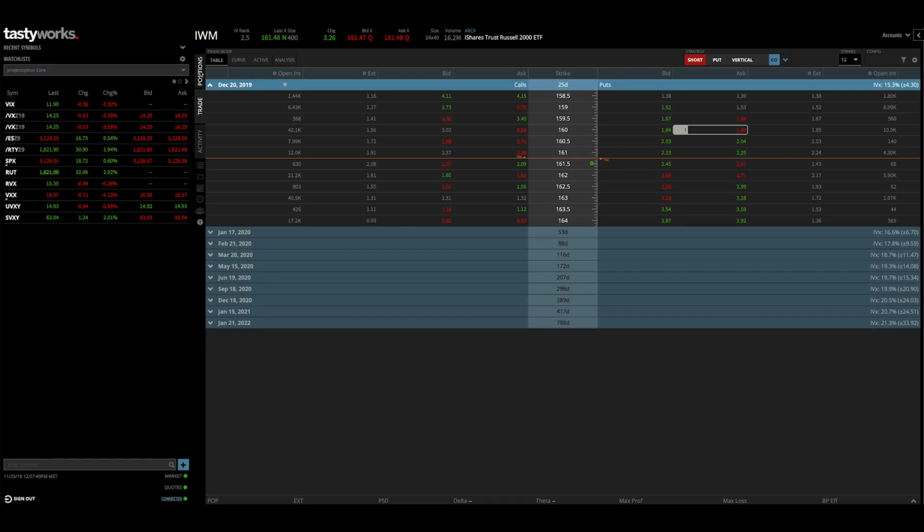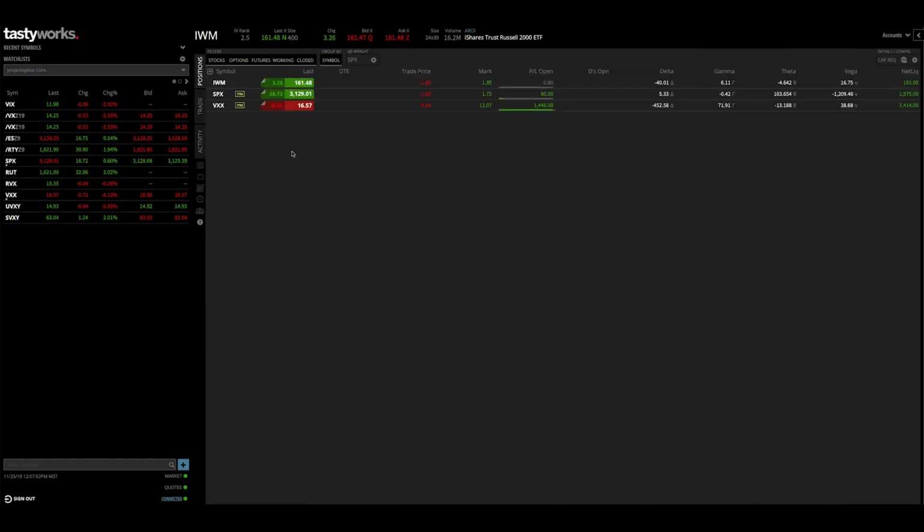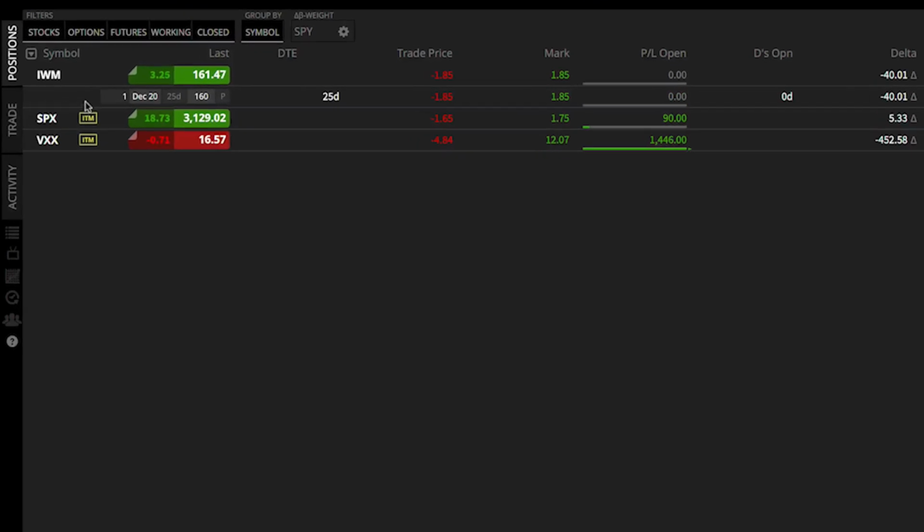I can go and look at this position in my portfolio by going to the positions tab, and if I open up IWM, we can see that I own one put contract that expires in December of 2019, and this has 25 days to expiration. The strike price is 160, and this P indicates that it is a put option. So the trade price is the price I purchased or entered the trade for, and this says minus 185, which means I paid $1.85 for this option. The mark or the current price is $1.85, and that gives me a P&L open of $0 since the option has not changed prices since I bought this position.